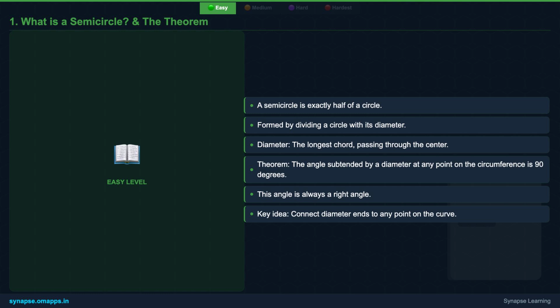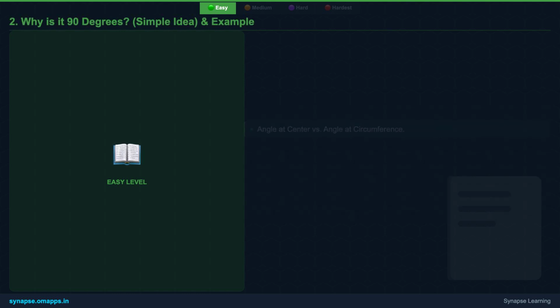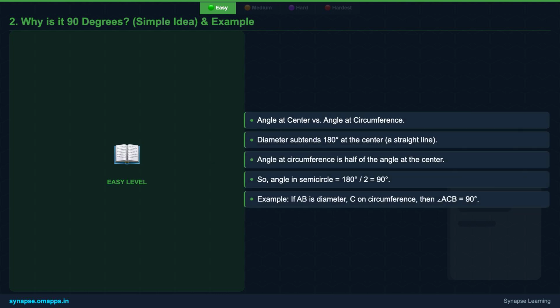Now, for the star of our show, the angle in a semicircle theorem. This amazing rule states that if you pick any point on the curved edge of a semicircle and connect it to both ends of the diameter, the angle formed at that point will always be exactly 90 degrees. It's a guaranteed right angle, every single time. So, why is this angle always 90 degrees?